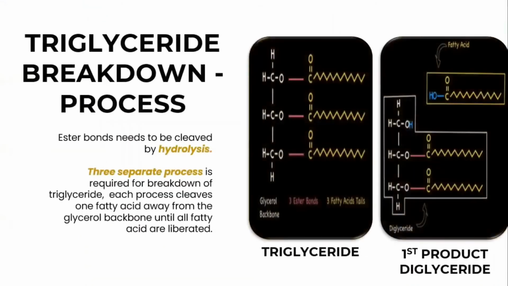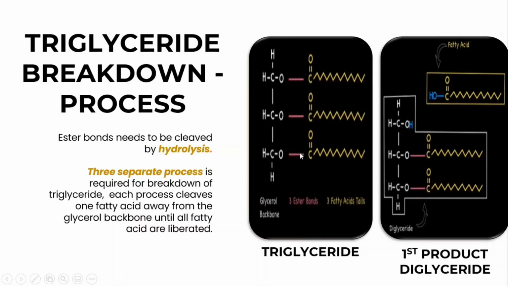In order for breaking down of triglycerides to occur, each of the ester bonds needs to be cleaved by the process termed hydrolysis. So the whole process requires 3 separate steps. Each step or process cleaves one fatty acid away from the glycerol backbone until all fatty acids are liberated. So as you can see here in the first picture, it is the structure of the triglyceride. So the glycerol backbone is written in white, while the ester bonds are the pink one. Then the fatty acids are colored in yellow.